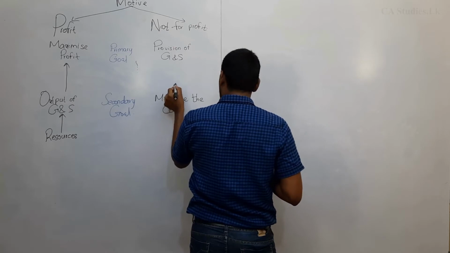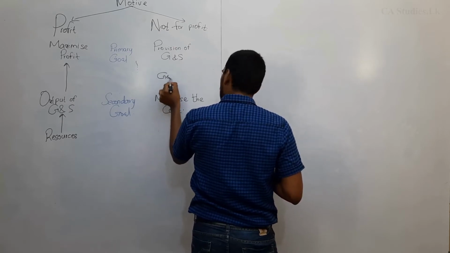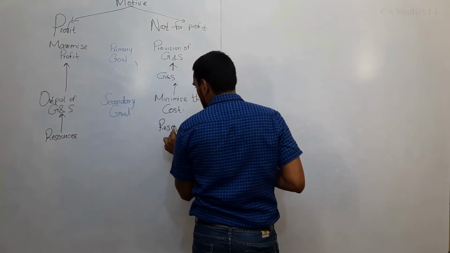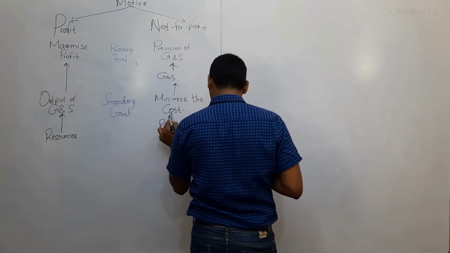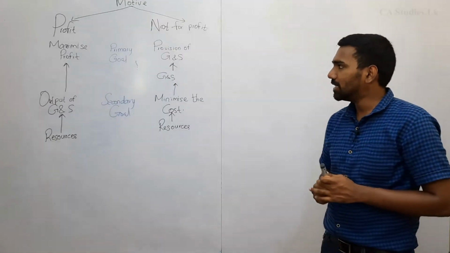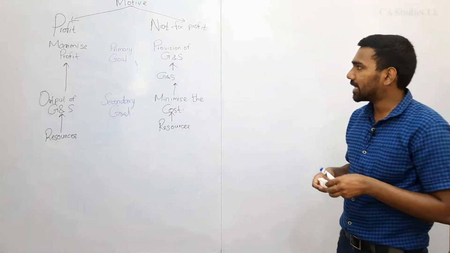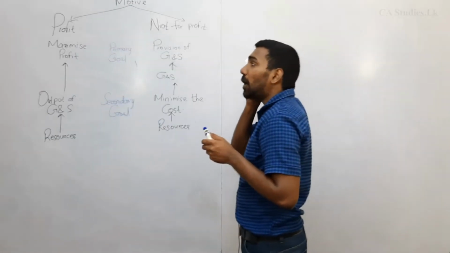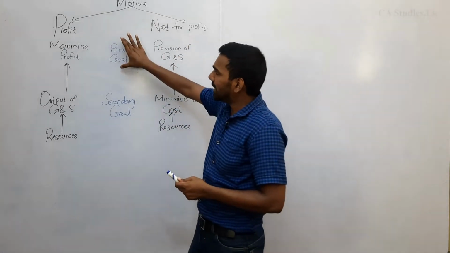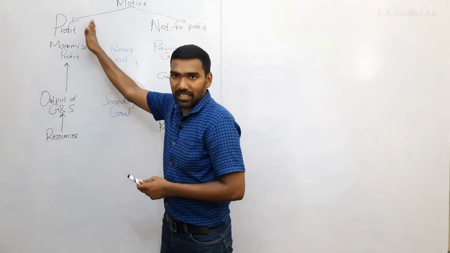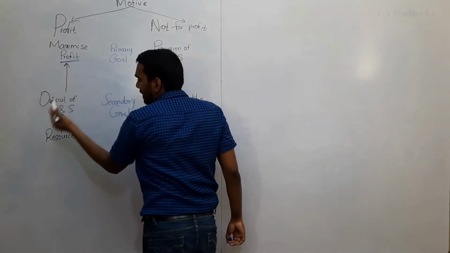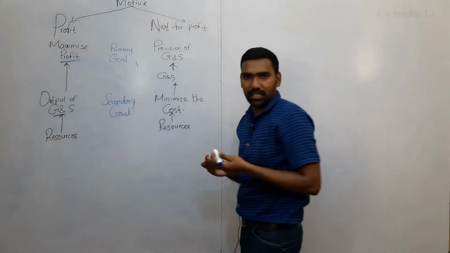So how do they achieve it? By goods and services. And the same drill here, resources. Right? So this graph, if you look at it, it simply explains what is the primary objective and the secondary objective of an organization which is functioning to make profits and not for profit. So in this case, if we take this part, which is an organization aiming to make profit, the primary goal is maximizing profit, and the secondary goal is output of goods and resources.